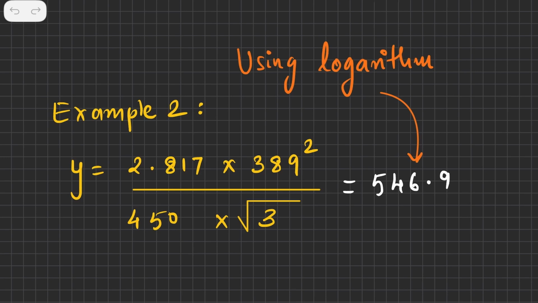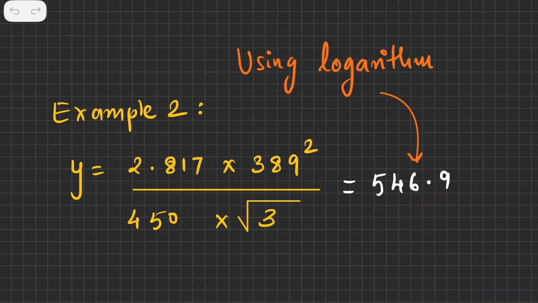And the number is 2.817 multiplied by 389 the whole square divided by 450 into root of 3. So this is the question we are about to solve using logarithms. I have found out the answer with a scientific calculator, and that has come out around 546.9. And now we'll try to figure out whether using logarithm will also yield me 546.9.